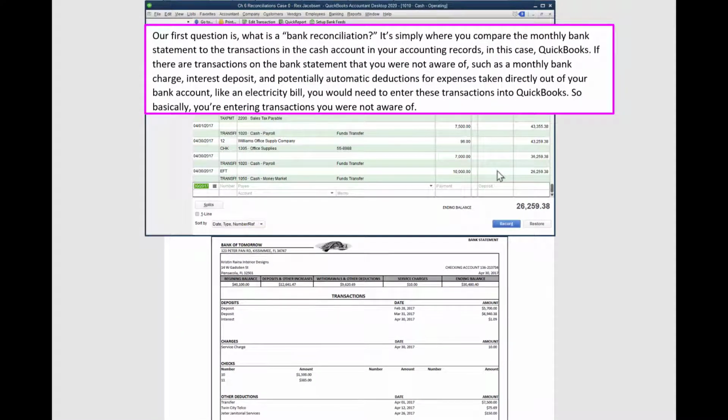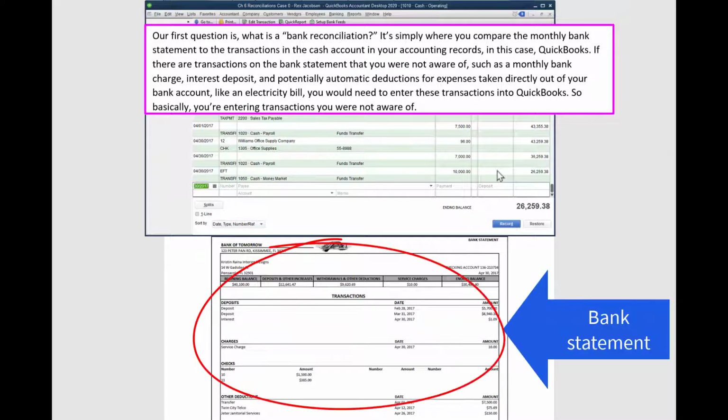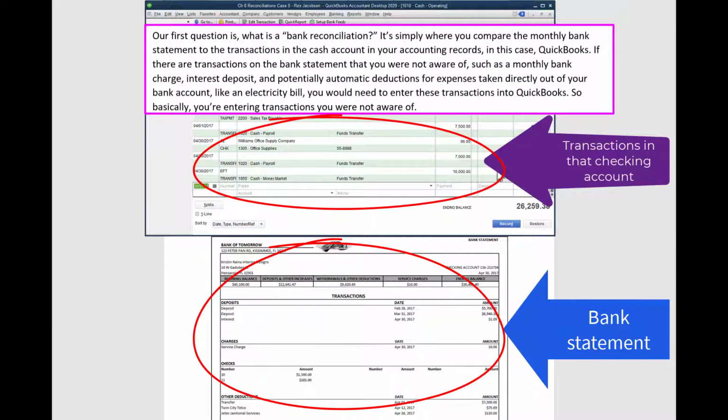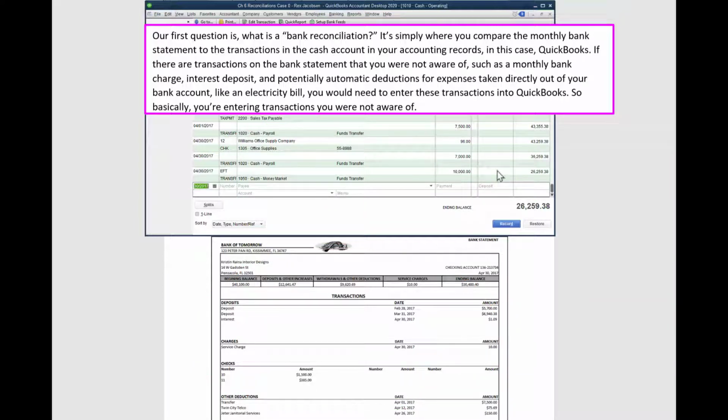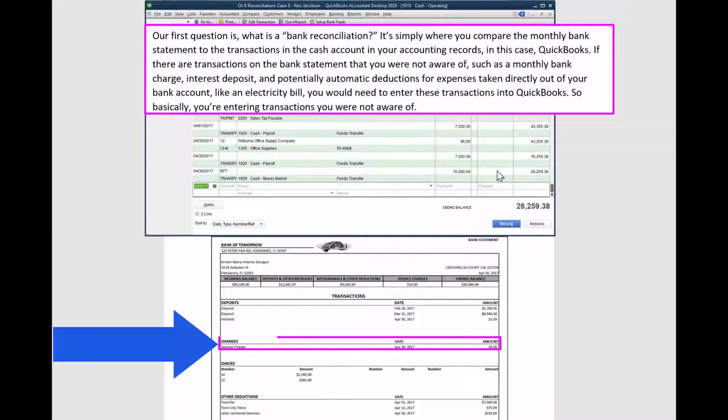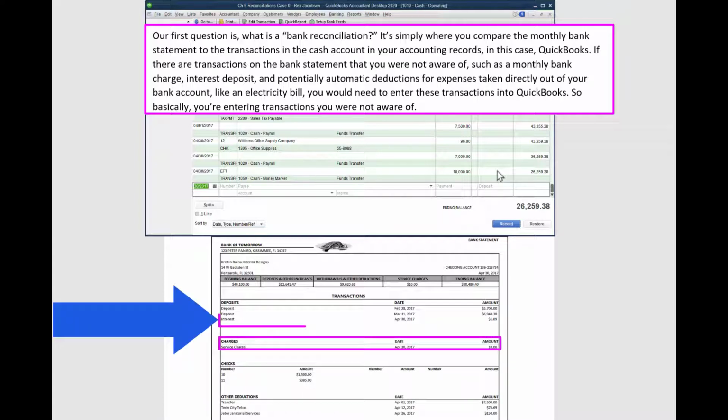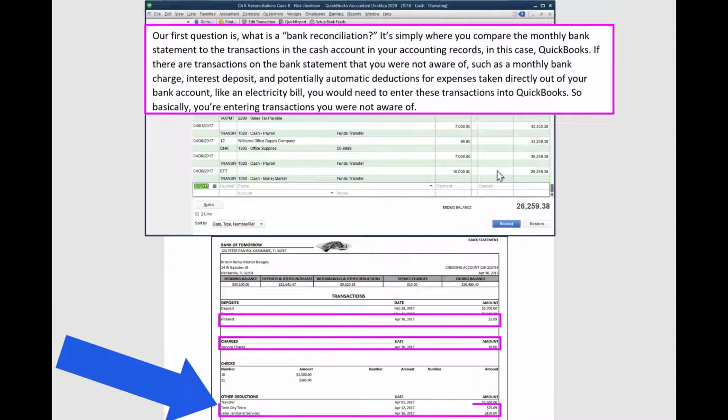So our first question is, what is a bank reconciliation? It's simply where you compare the monthly bank statement to the transactions in the cash account in your accounting records, in this case QuickBooks. If there are transactions on the bank statement that you were not aware of, such as a monthly bank charge, interest deposit, and potentially automatic deductions for expenses taken directly out of your bank account, like an electricity bill, you would need to enter these transactions into QuickBooks.